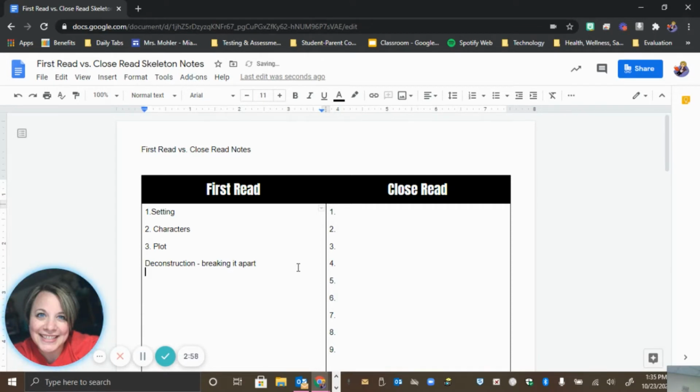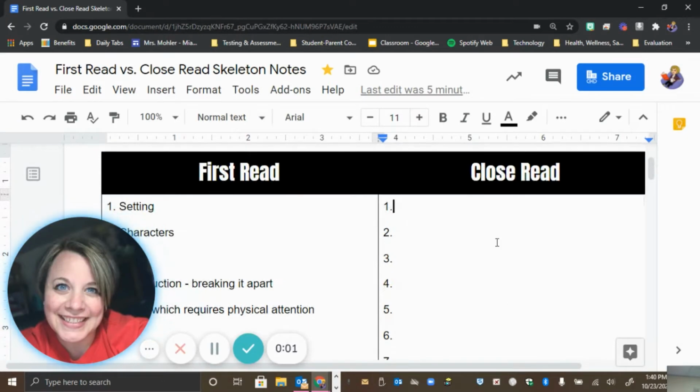So this is reading that requires physical attention. It's going to take your physical concentration. Yes, ma'am, yes, you are. It requires your physical attention to the setting, the characters, and the plot. Now, when we do a close read, you guys need to catch up? Okay, so let's go over to the close read side.